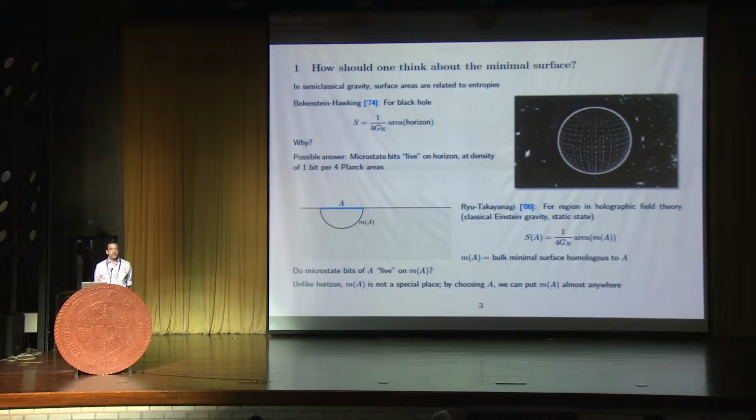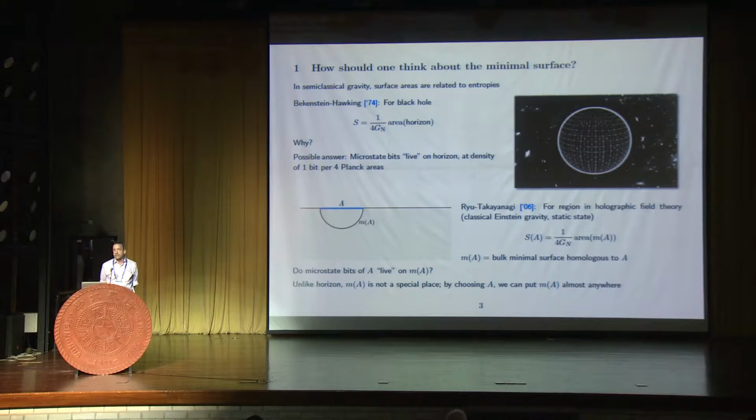are actually distributed, localized on the horizon at a density of 1 bit per 4 Planck areas. And in fact, if you do a Google image search on Bekenstein-Hawking entropy, or I guess here if you do a Bing image search, you'll get a lot of pictures like this one, where you see these bits spread out on the horizon.